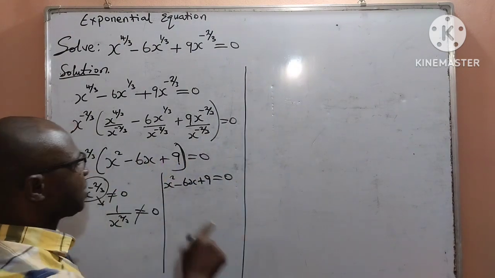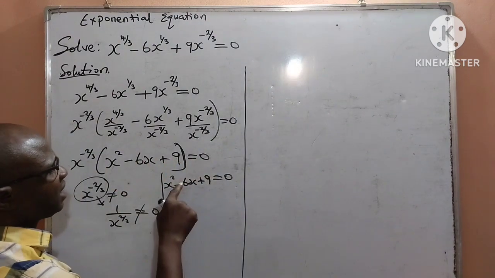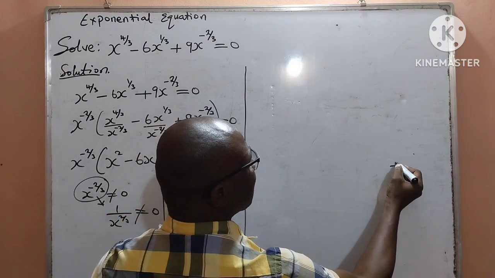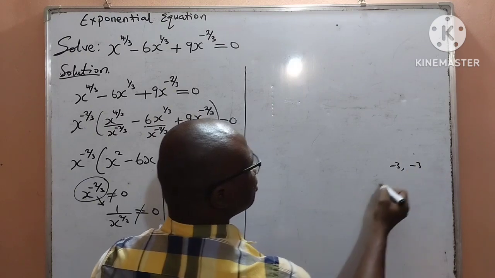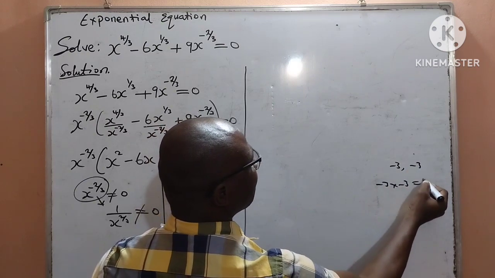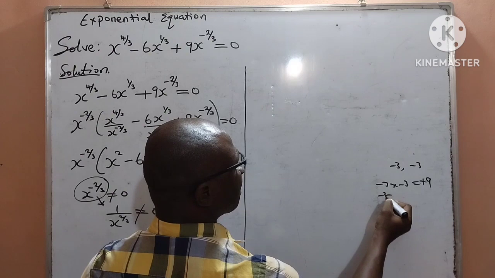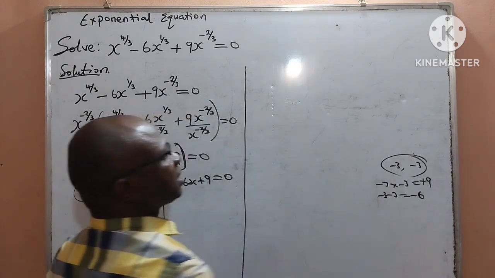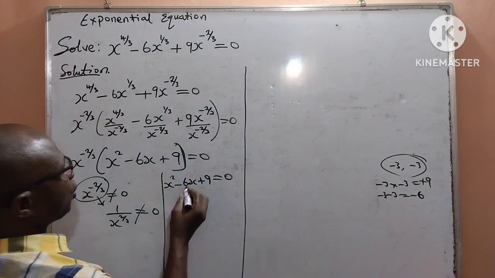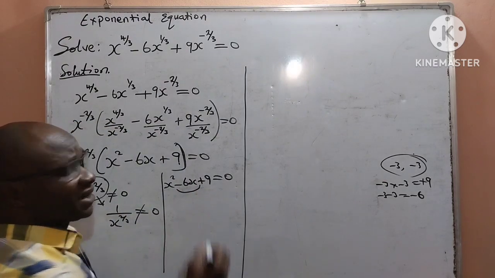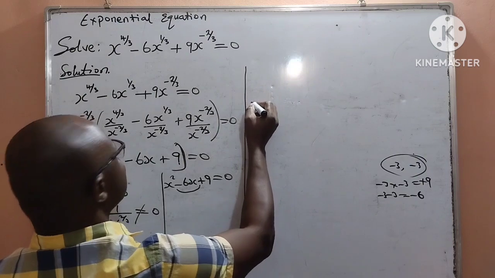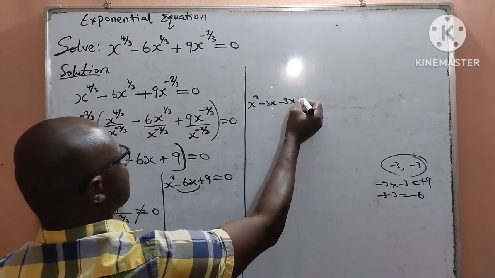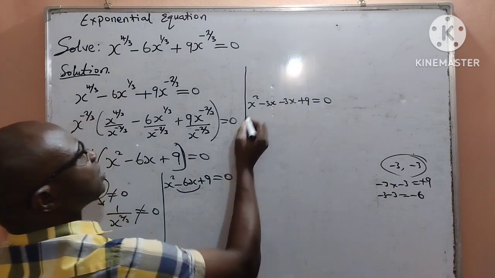Therefore, factorizing this, it will now give me x. I'm looking for two numbers I can multiply to get 9, and when I add them, I get minus 6. So you agree with me that minus 3 and minus 3. Minus 3 times minus 3 will give me plus 9, and minus 3 minus 3 will give me minus 6. Therefore, we can use this minus 3 to replace minus 6x, and this implies that I will have x squared minus 3x minus 3x plus 9 is equal to 0.